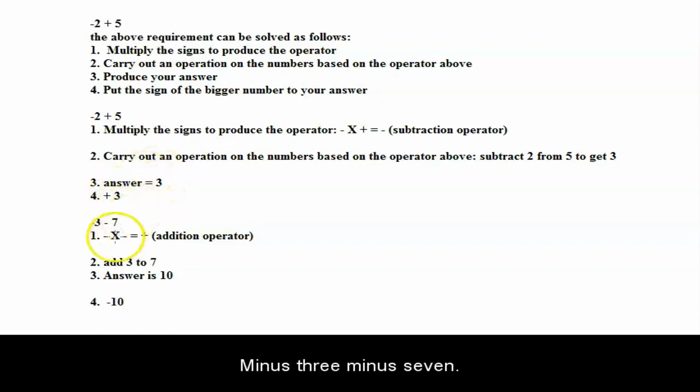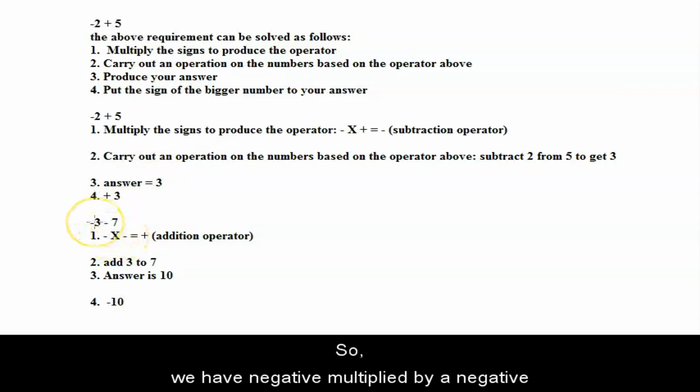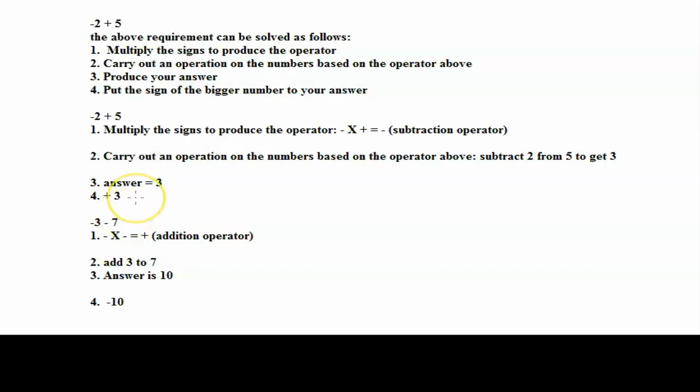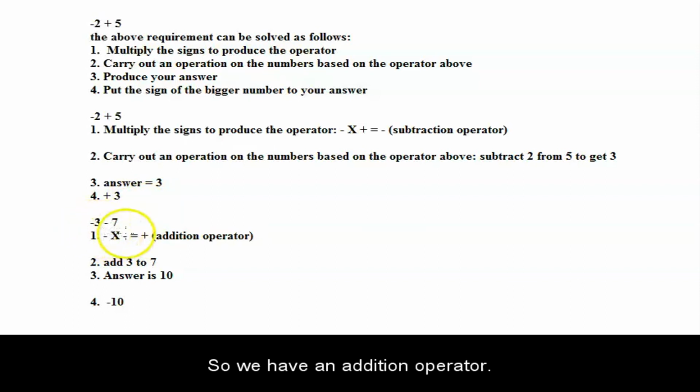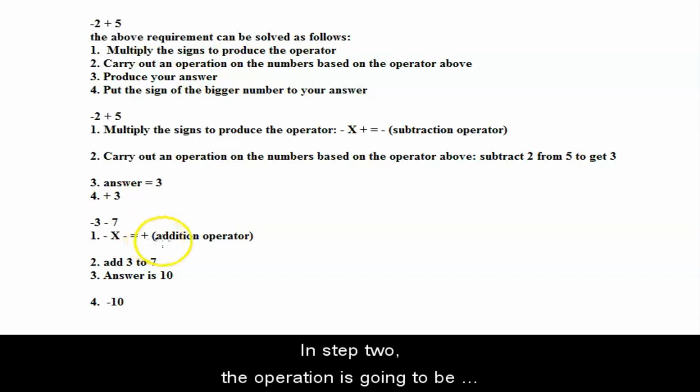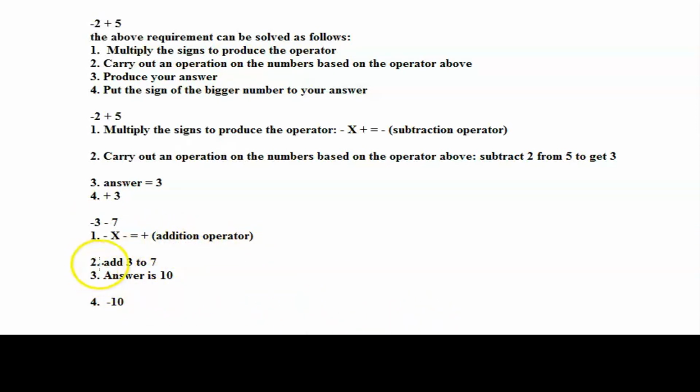Minus 3 minus 7. Multiply the signs to find the operator. So we have negative multiplied by a negative. Both numbers are negative, their signs are negative, so that means negative multiplied by negative gives a positive. So we have an addition operator. In step 2, the operation is going to be addition. Add 3 to 7 to get 10.